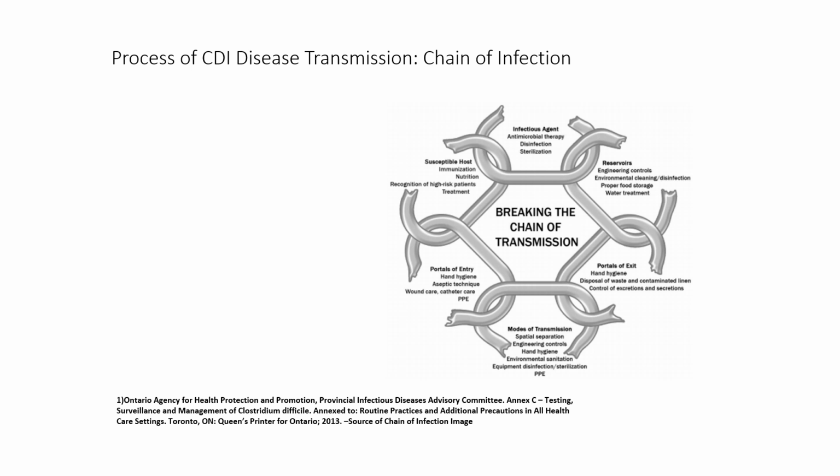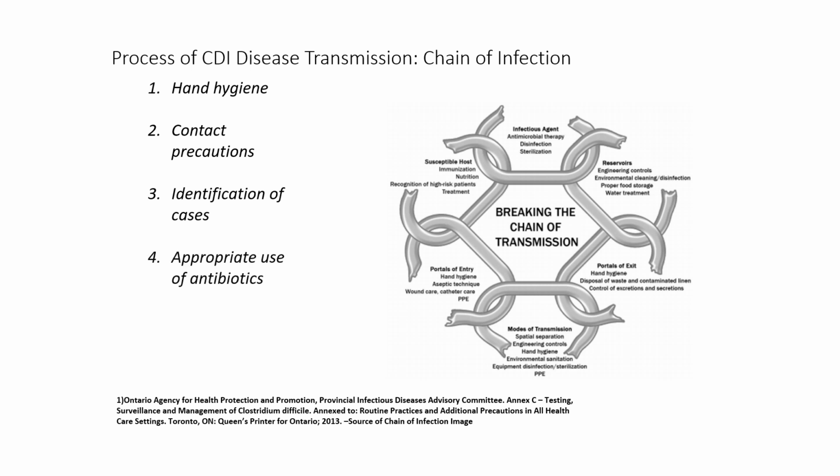If you want to control the infection, we will need to break the chain of transmission. And to break the chain of transmission, we need to follow proper contact precautions and environmental hygiene. Hand hygiene is very essential. Follow contact precautions like wearing gown and gloves for care of patients with Clostridium difficile infections. Identify the cases and have appropriate use of antibiotics. Environmental disinfection is equally important as hand hygiene and needs to be stringently followed.